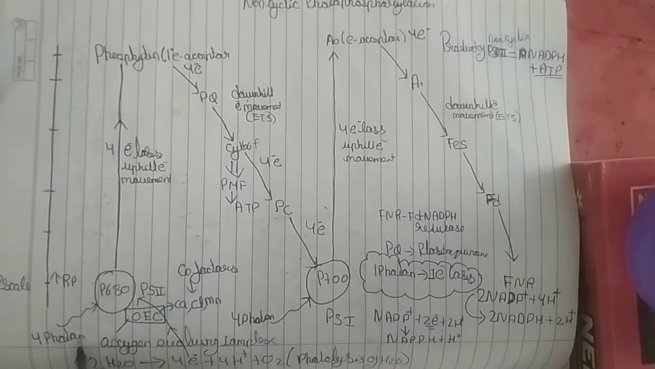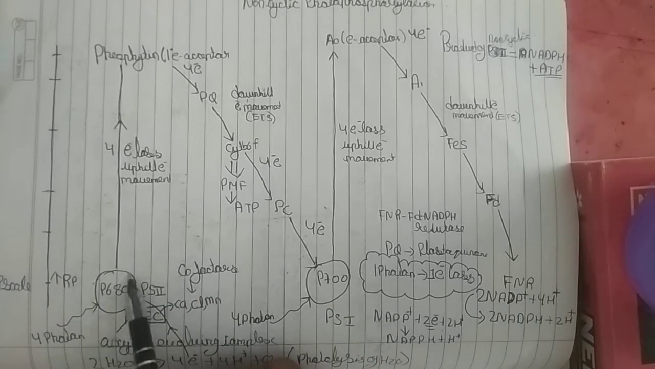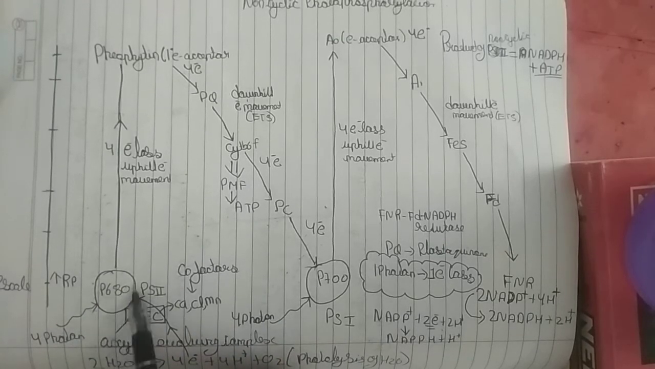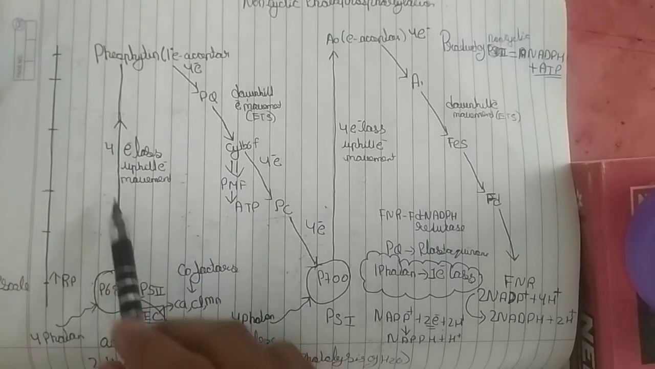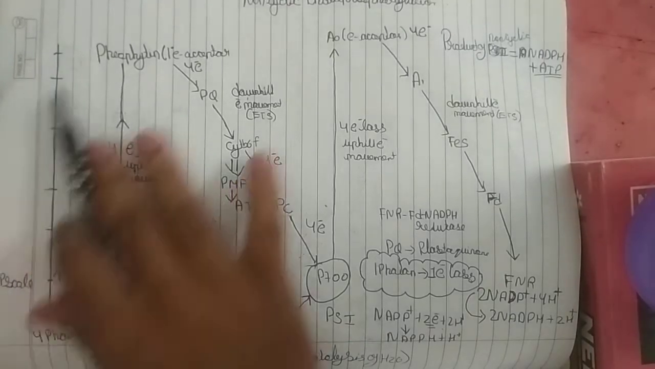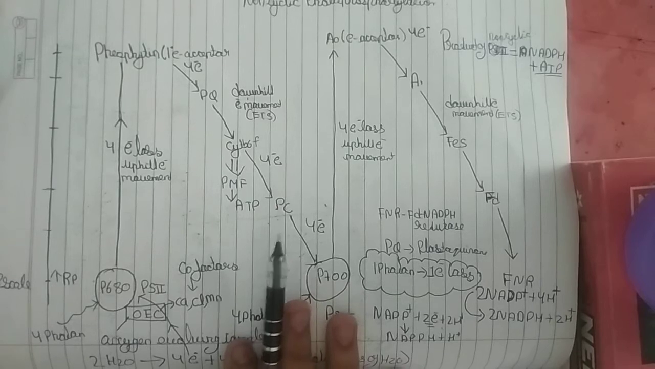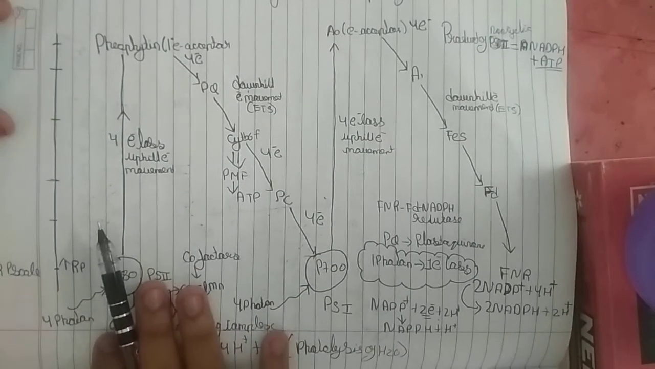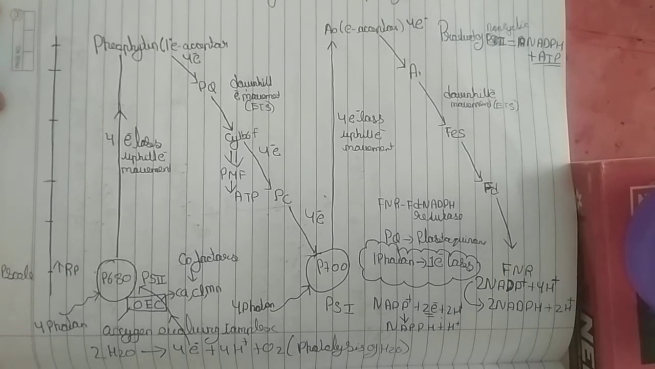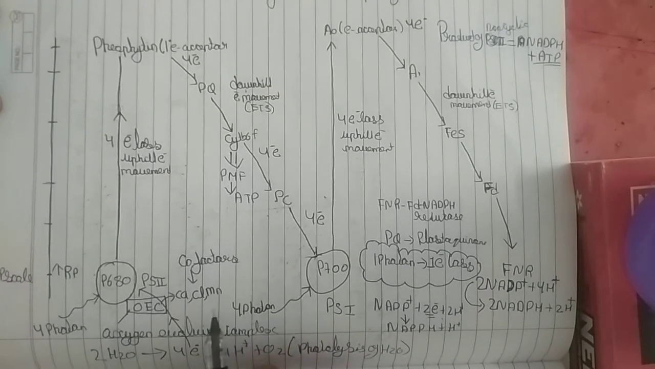So 4 photons are incident on the photo reaction center, so 4 electrons are lost by this photosystem 2. Remember this chart. This chart is very important for NEET as well as school exams. Many times the schools ask this non-cyclic photophosphorylation along with its chart.